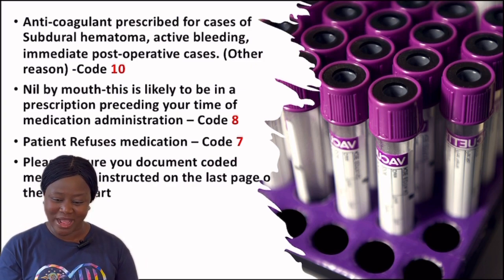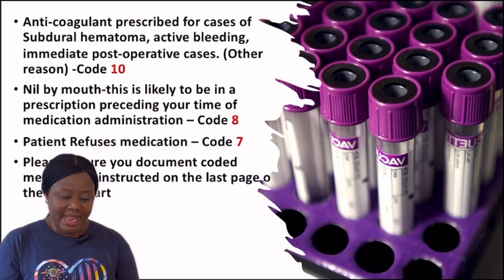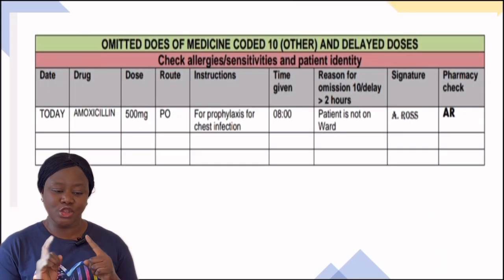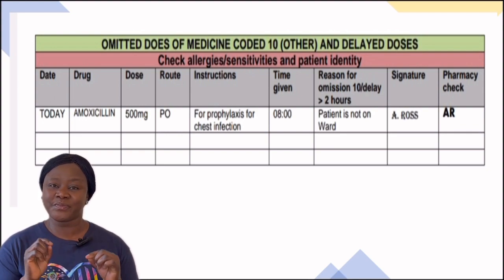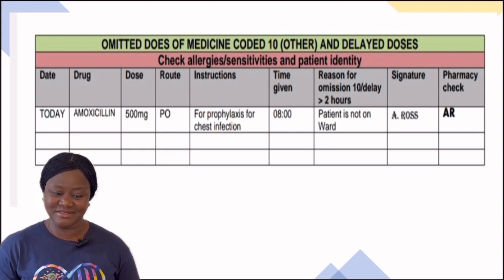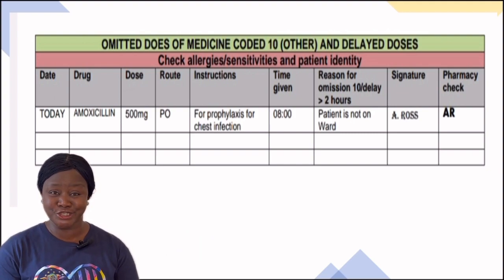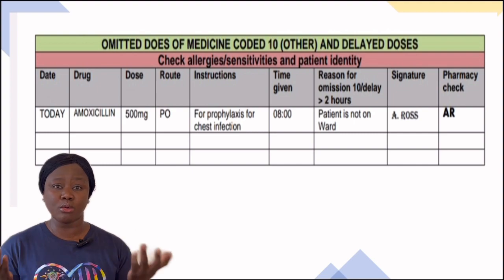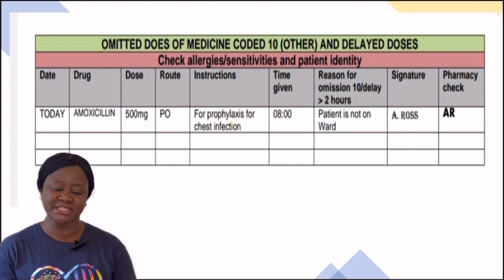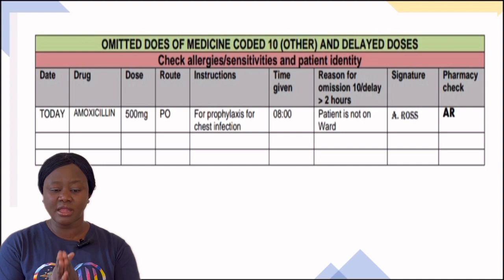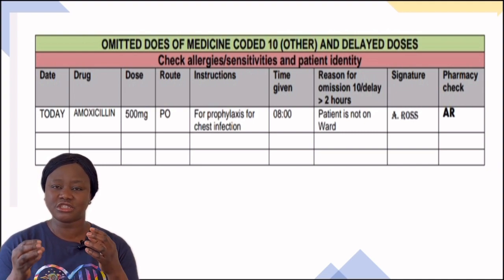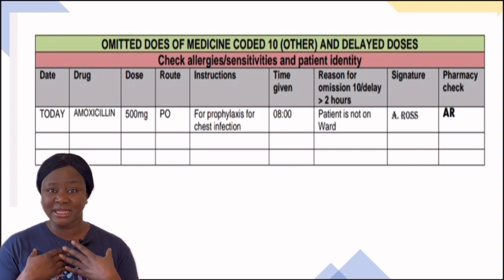Now, let's have a look at that. Okay, so on the last page of the medication chart, you write the date, the drug, the dose, the route, per oral, and the instruction. The instruction is just the indication or the action of that medication that your patient is allergic to or that you are omitting for whatever reason. So for this sample, the indication is for chest infection.